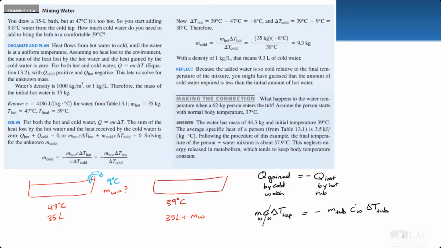So it's okay. That makes things easier. Actually, I can cancel out the specific heat, and I will solve for the mass of the water added. This is going to be minus the mass of the water in the tub, delta T of the tub, over delta T in the tap water.